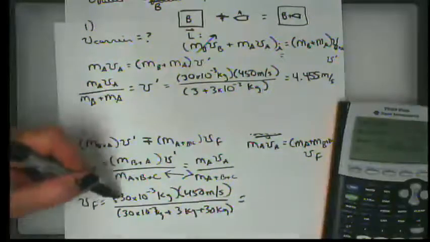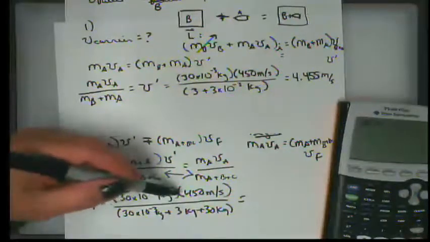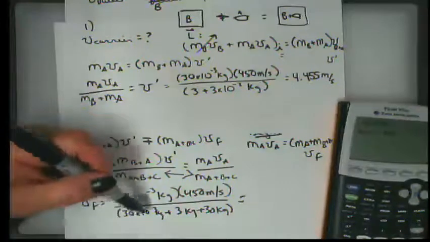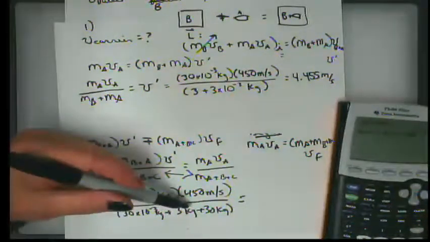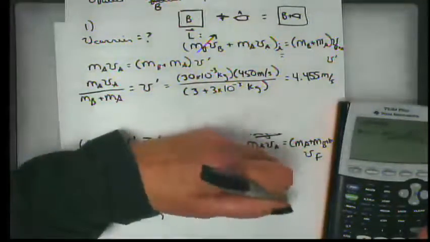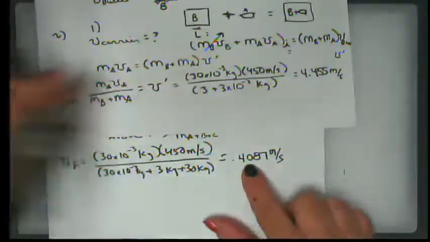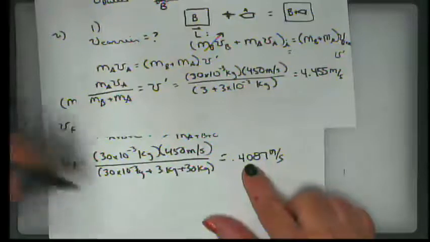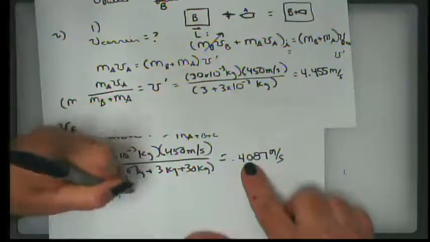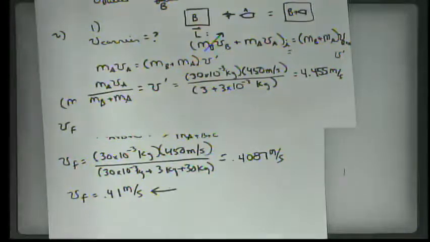But if we do that, we can say 0.03 times 450 divided by the sum of 0.03 plus 3 plus 30, and that number is 0.4087, and that's going to be in meters per second. It's a little bit too much in terms of significant figures, so I would say 0.41 meters per second. And since I defined that direction to the left, we can just leave it like that.